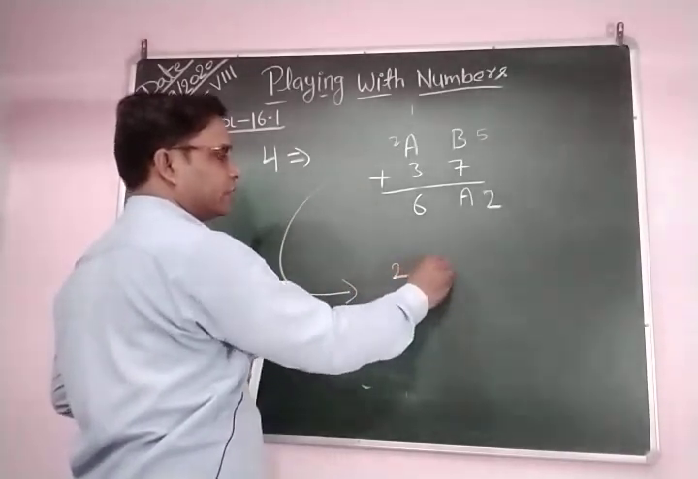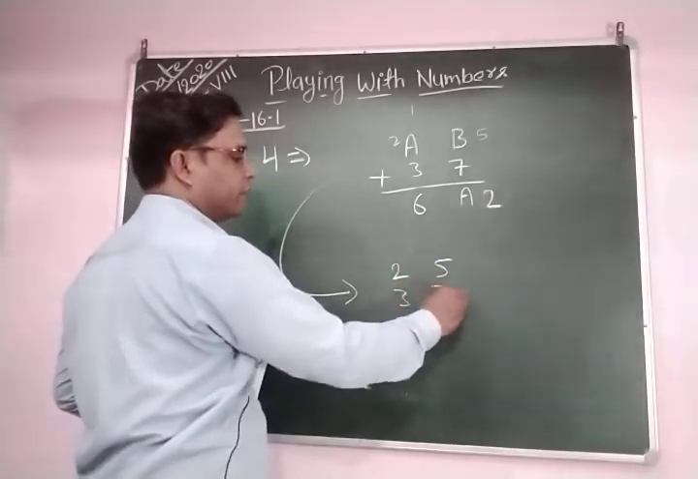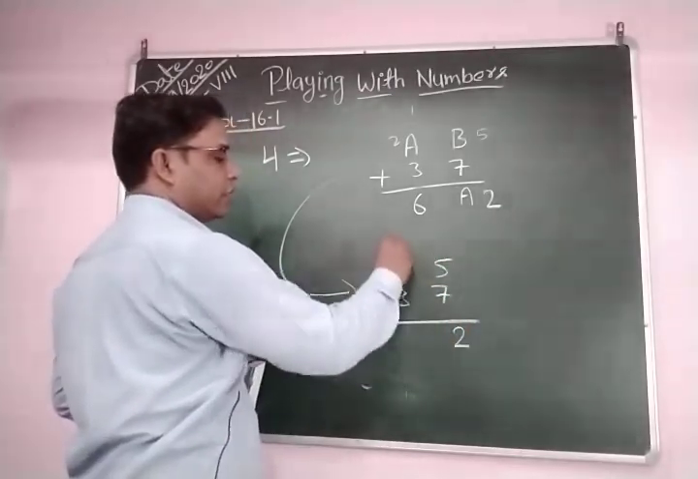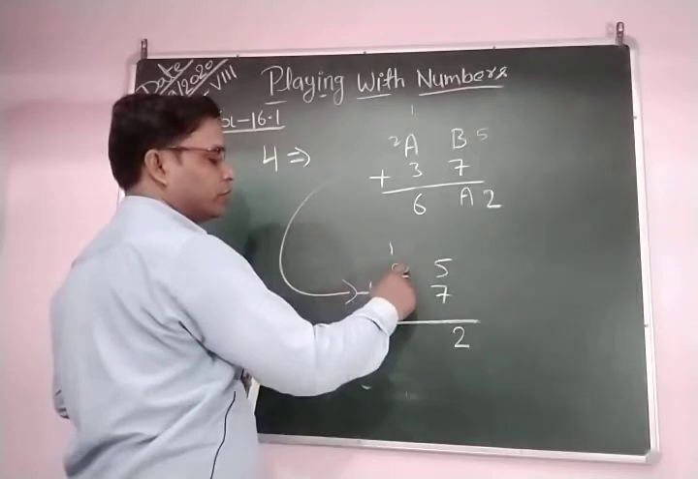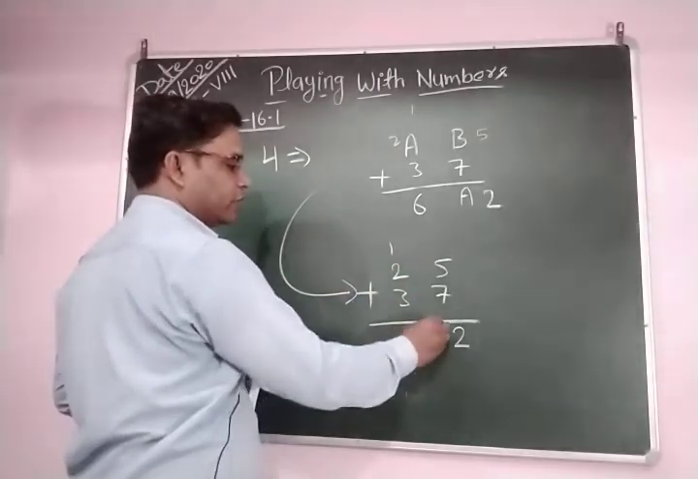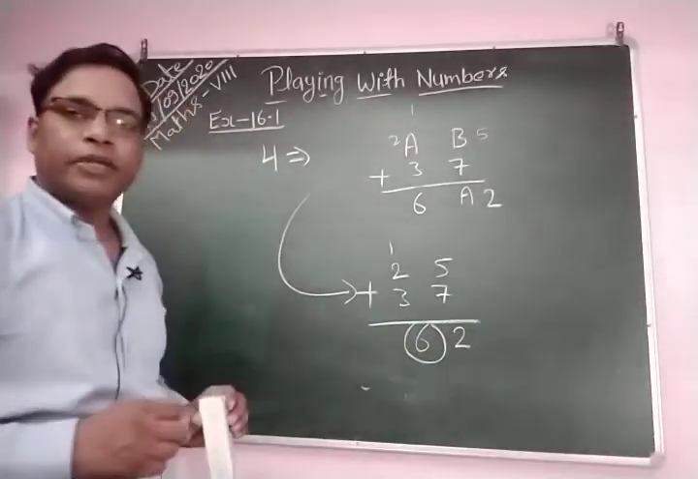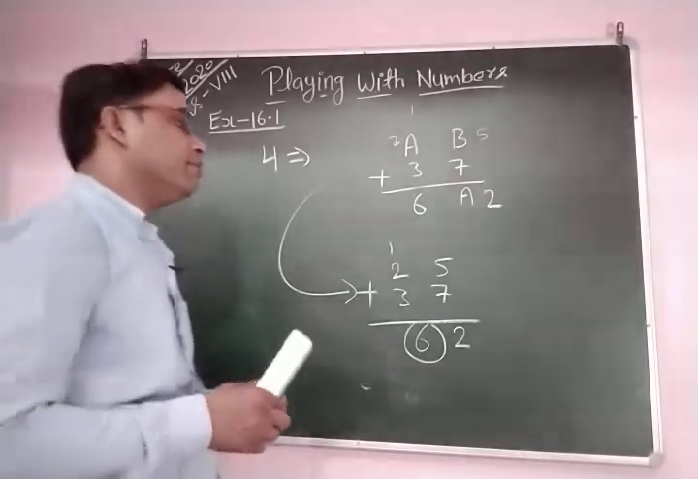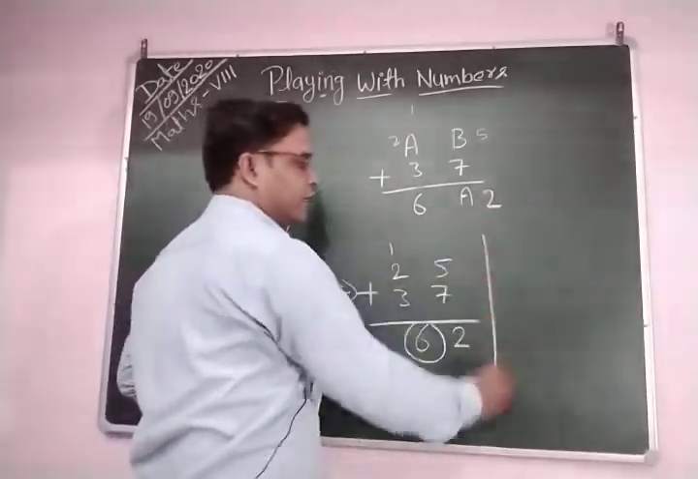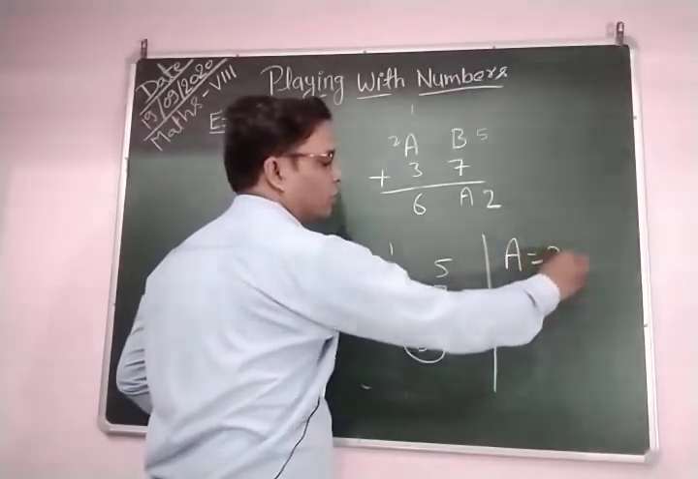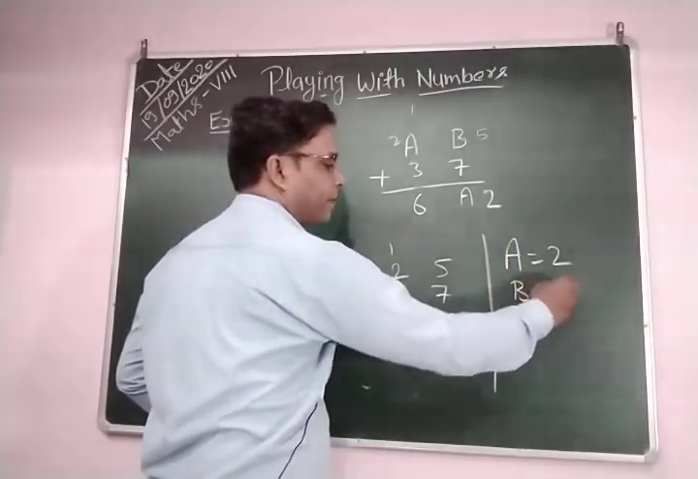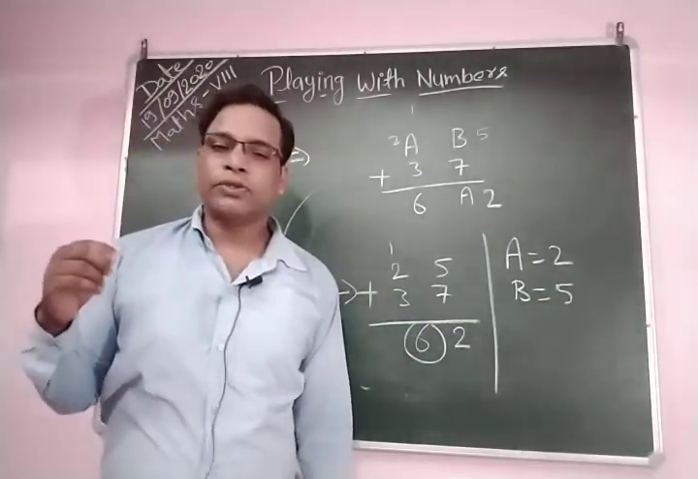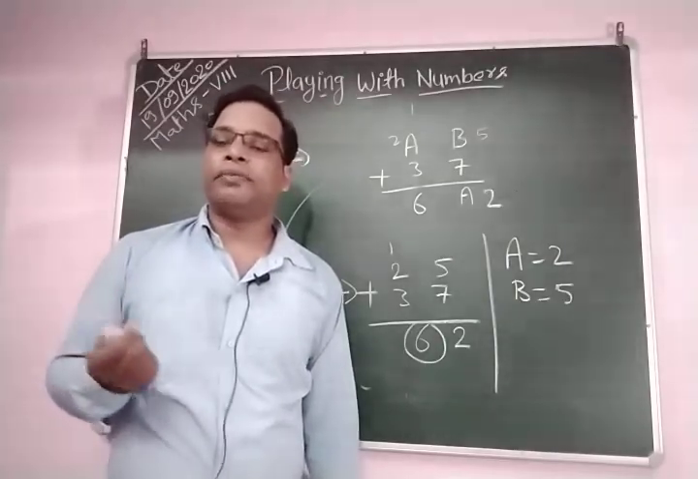You can rewrite the question like this: this is the value of A, this is the value of B, 3, 7, now 5 plus 7 is equal to 2, and carry 1, and 1 plus 2 is 3, 3 plus 3 is 6. So in this case you can see the tens place digit is satisfied. In this way we find the value of A is equal to 2 and the value of B is equal to 5. So students, I hope all of you understood question number 4 of exercise, chapter Playing with Numbers.